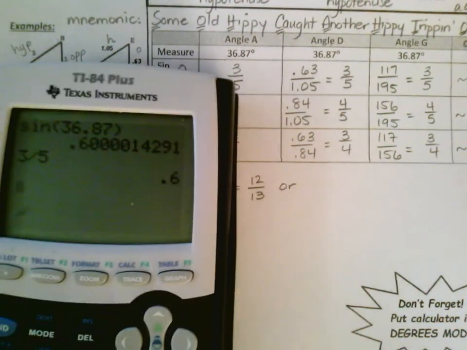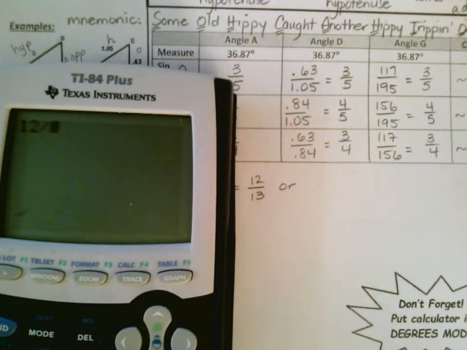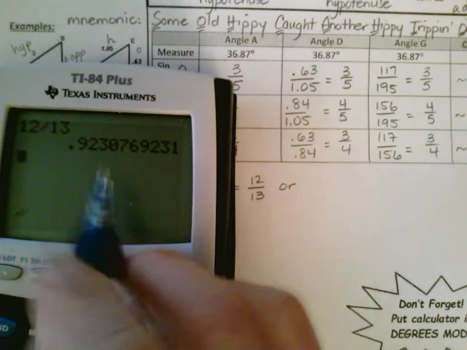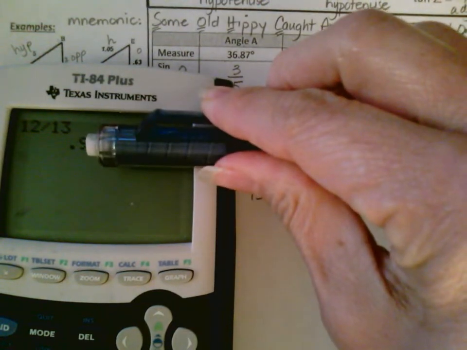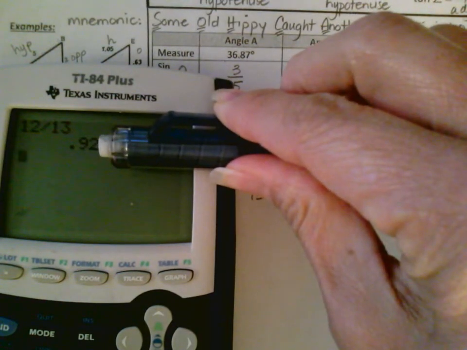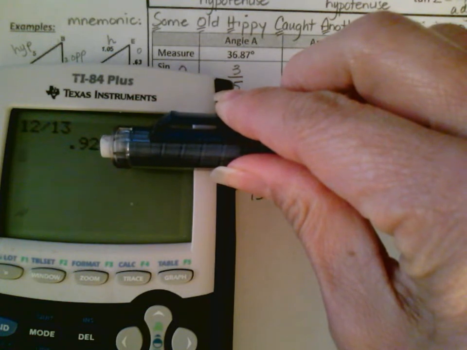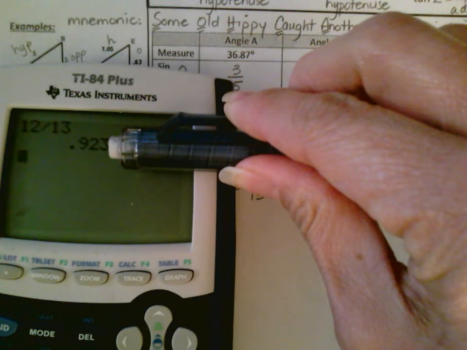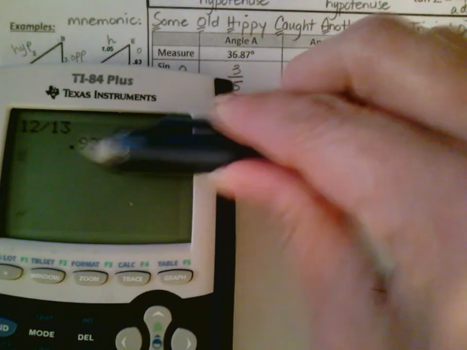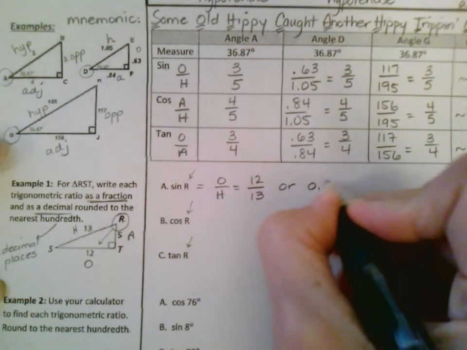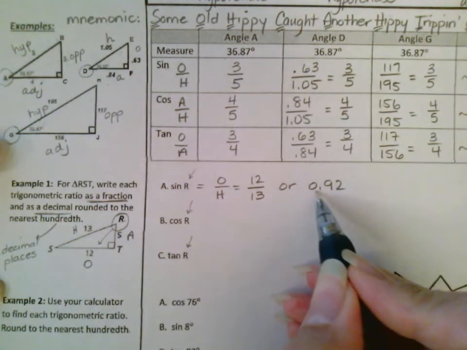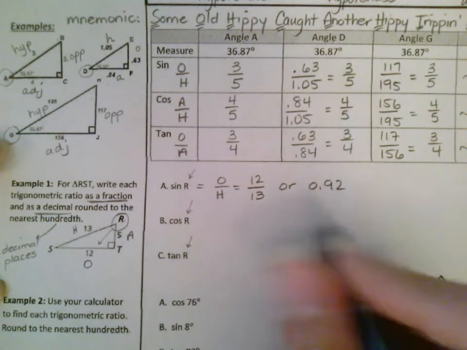12 over 13, it is 0.9230769, etc., but I'm only interested in 2 decimal places. So I'm either going to do 0.92 or 0.93. Now, depending on the number next to that, I'll round up or keep it the same. Since it's a number less than 5, I will keep it at 0.92. So 0.92 is what I'm going to put here. And for those of you asking, do I have to put 0.92? No, you don't. I just like the placeholder.